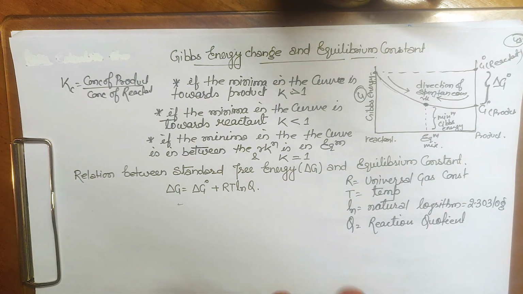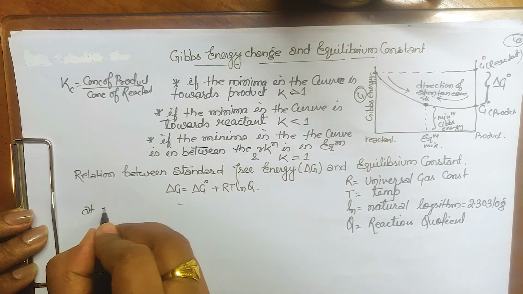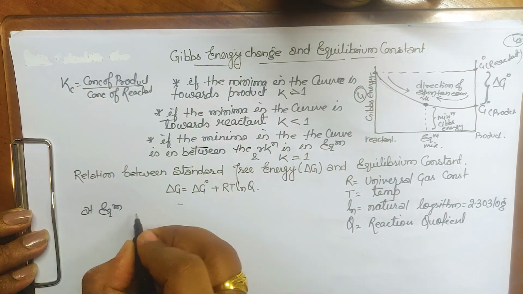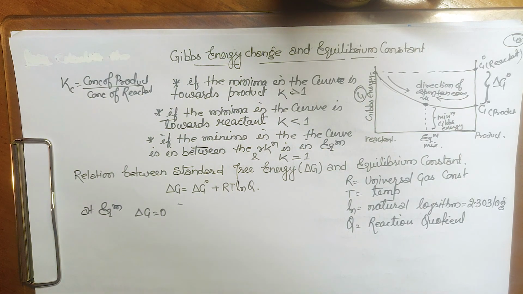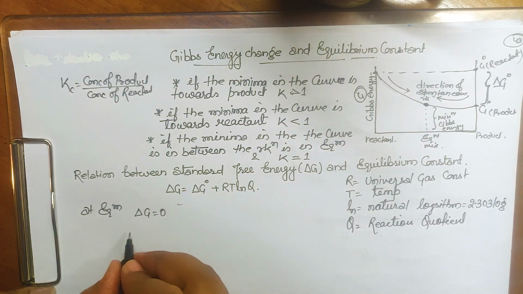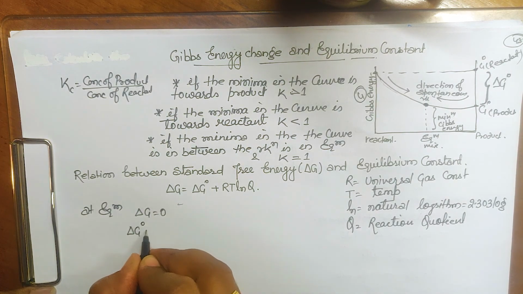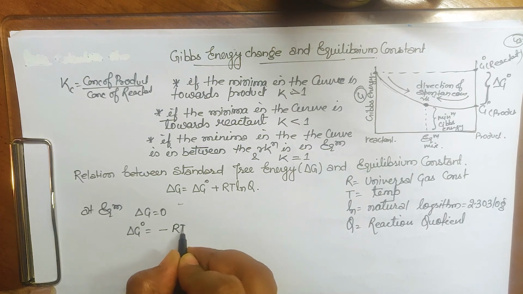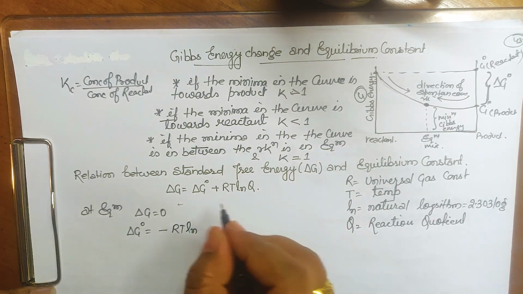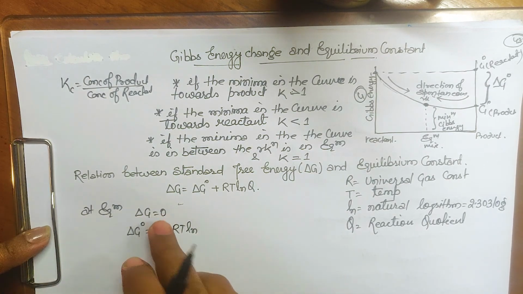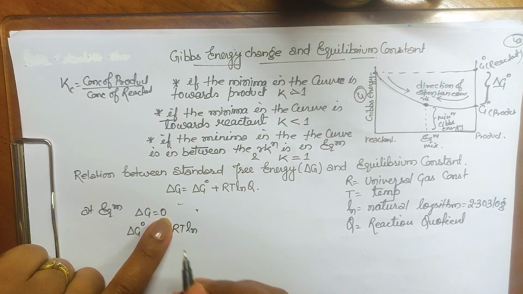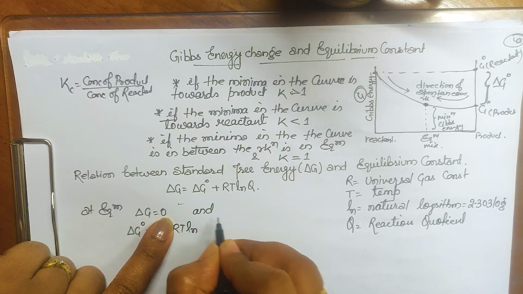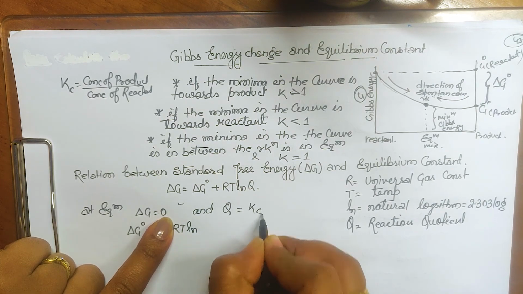Now at equilibrium, the delta G will be 0. There will be no change. So let me put that over there. It will be delta G naught equal to minus RT ln Q, and at equilibrium delta G will be 0 and Q will be considered as Kc.